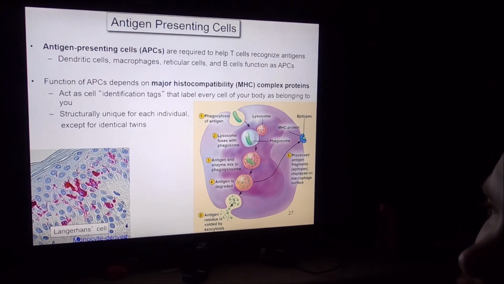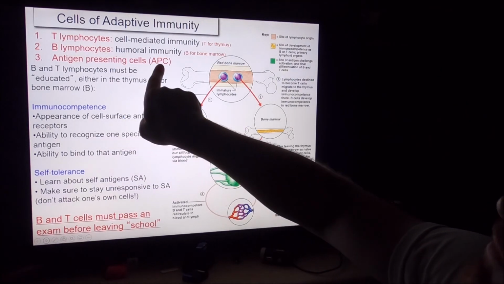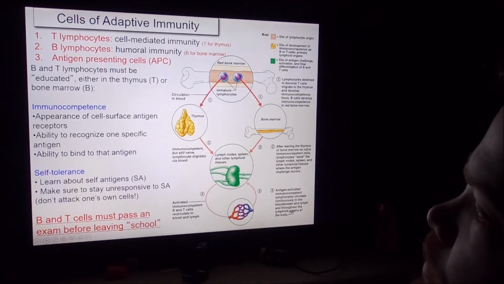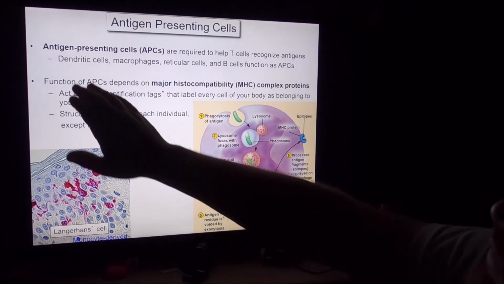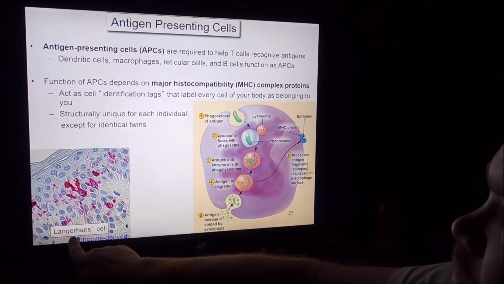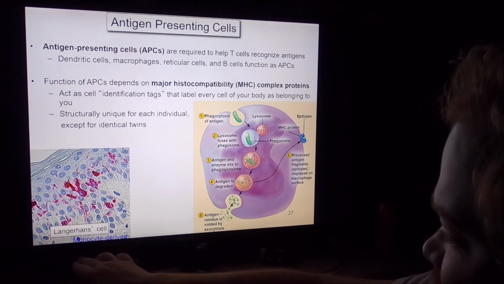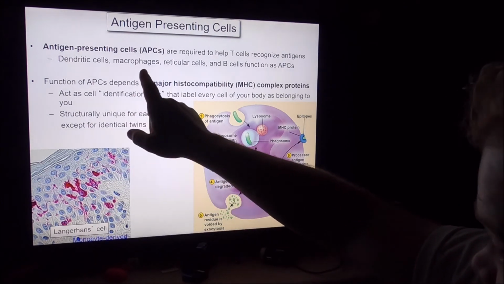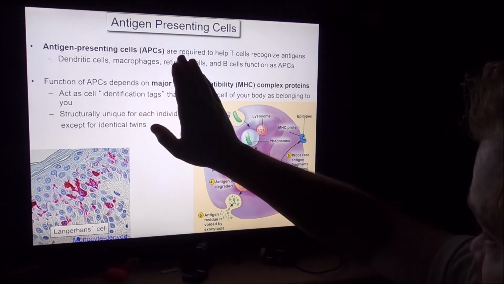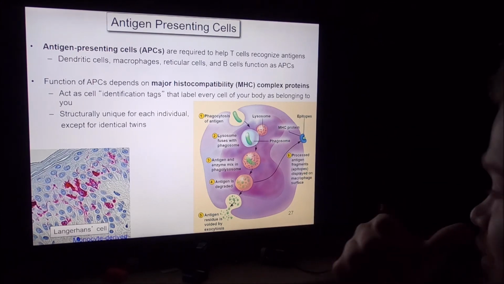Part and parcel with this whole conversation are antigen-presenting cells. Antigen-presenting cells are very important for adaptive immunity. There's a whole host of these: dendritic cells, of which Langerhans cells are a part. I wrote monocyte-derived down here, but that's obviously true. Big old macrophages, reticular cells, a whole host of things can act as antigen-presenting cells.